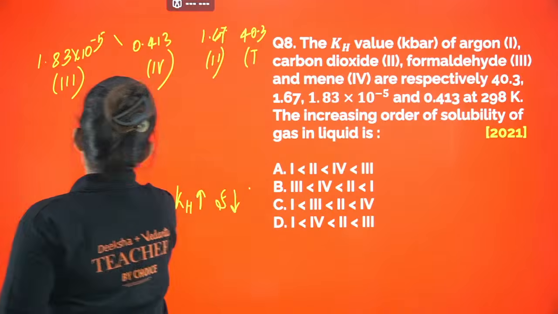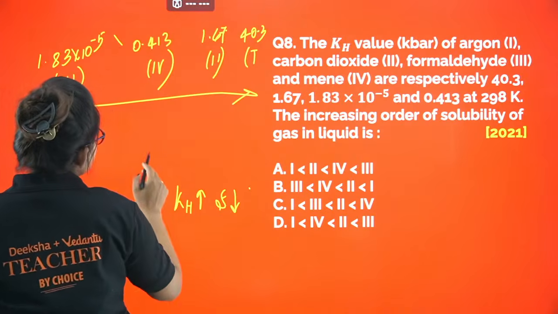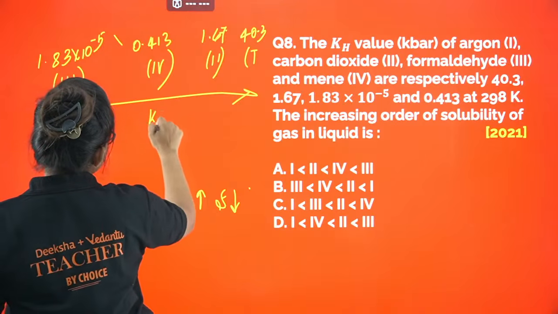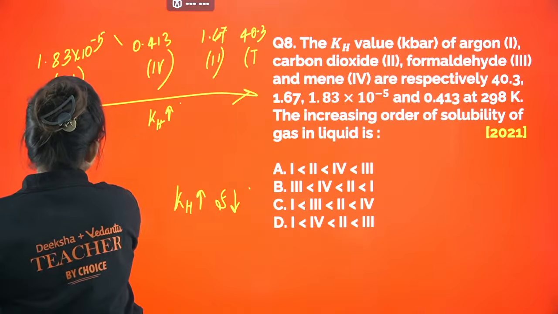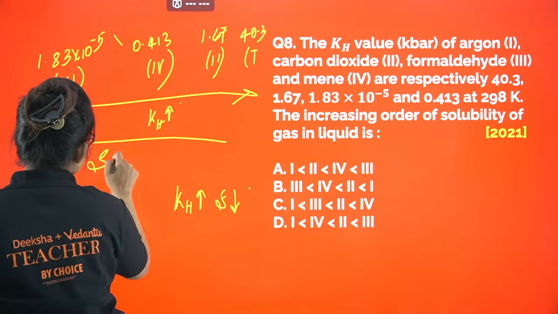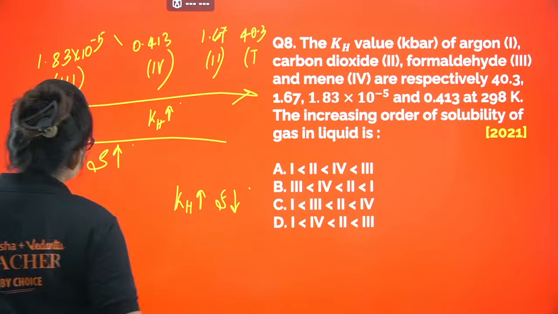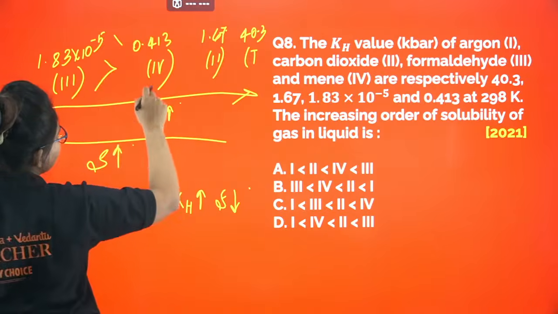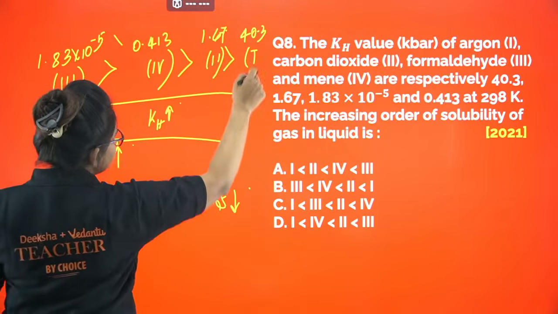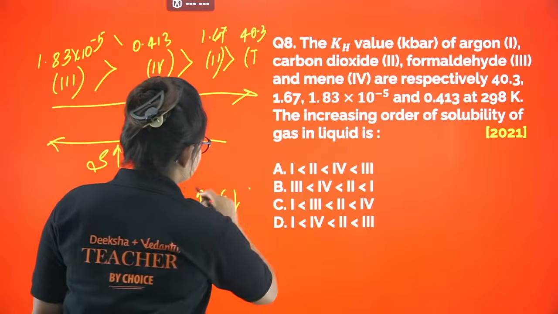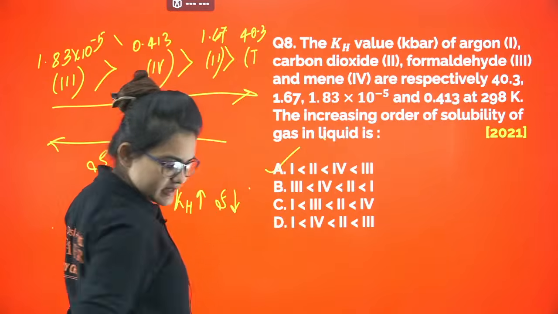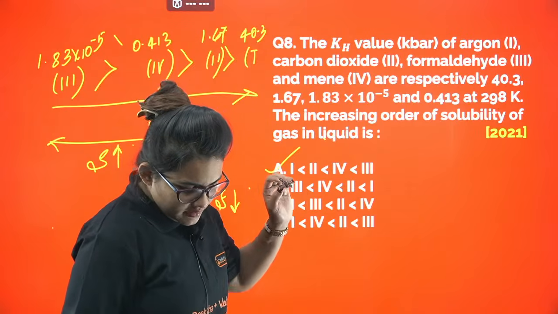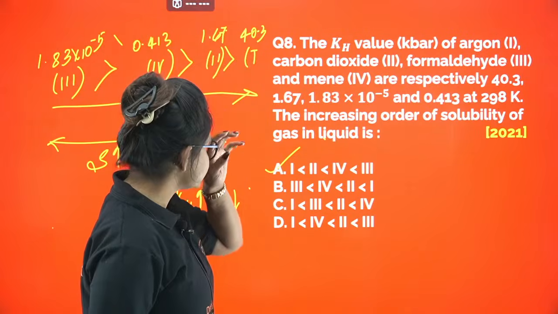So for the solubility order, this is the KH order, right? KH is increasing. So if you just go opposite, that is the solubility order. The solubility order will be something like 3, then 4, then 2, then 1. Okay, so yes, A is the correct answer. I guess it's clear to you. Let's proceed.